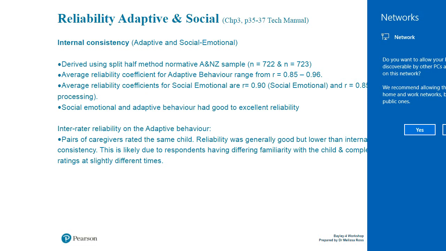In regards to interrater reliability, on the adaptive behaviour scale reliability was generally good, but lower than internal consistency. This is likely due to respondents having differing familiarity with the child and completing ratings at slightly different times. Should two parents attend the assessment, ask the parent who spends the greatest amount of time with the child to complete the social, emotional and adaptive questionnaires.